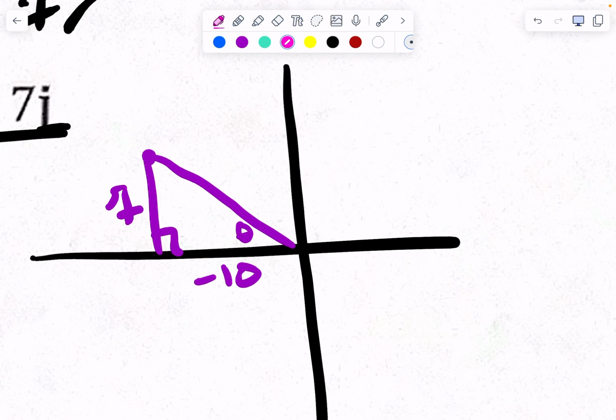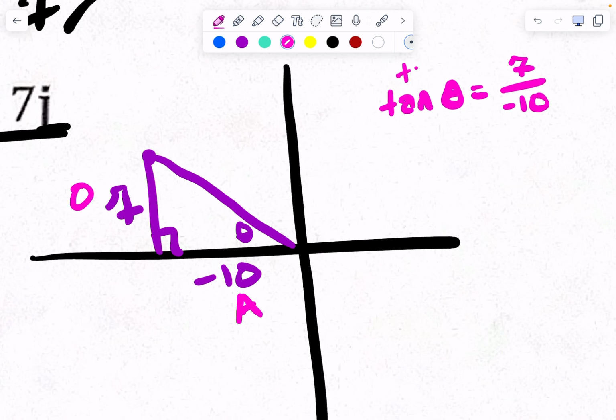7 is opposite. 10 is adjacent. So we are doing tangent of theta equals opposite is 7, adjacent is negative 10. So we do inverse tangent of 7 over 10. And what do you get? 34.9? Is it 35.0? Rounds to 35.0?